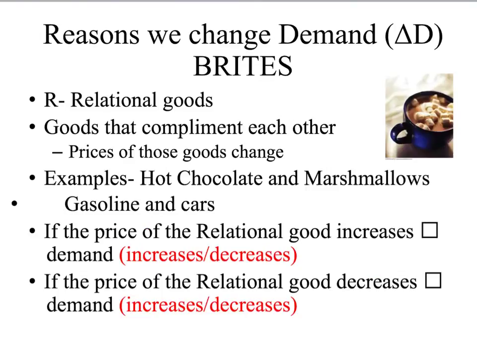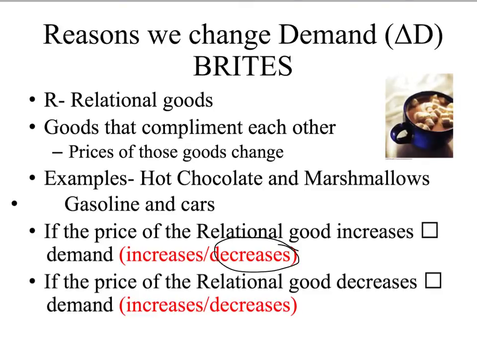The second in the acronym BRIGHTS is relational goods, or related goods. Goods that complement each other. The price of those goods change. So it's the change in price of related goods. Examples might be hot chocolate and marshmallows, or gasoline and cars. So if the price of hot chocolate goes up, what happens to the demand for marshmallows? If the price of hot chocolate goes up, you're less likely to buy hot chocolate, and therefore have less of a need for marshmallows. So the demand for marshmallows decreases.